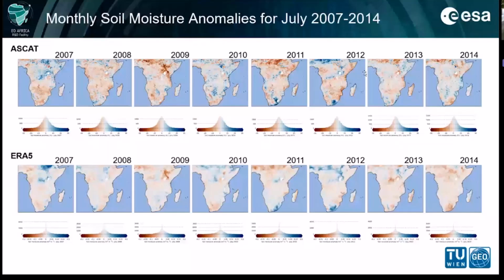And now you can obviously do these kinds of anomaly plots for many, many years. This shows you, for example, soil moisture anomalies for the month of July for the different years from 2007 to 2014. On the top panel, you see the anomalies from ASCAT, and on the bottom row, you see those from ERA5. When you compare the two panels, you see that typically from the scatterometer, anomalies are a bit more pronounced. We also see more spatial features compared to the model data.